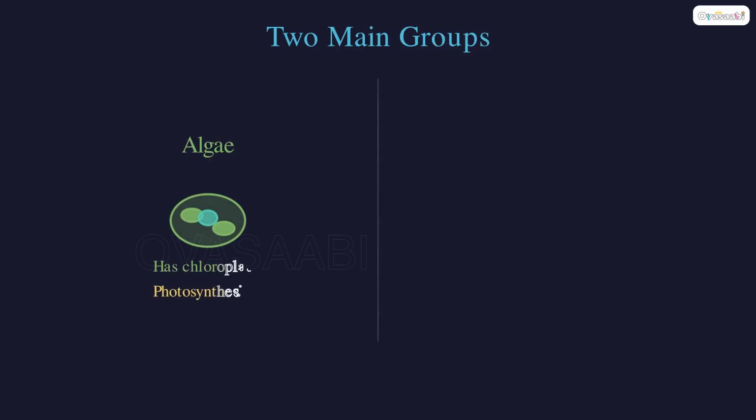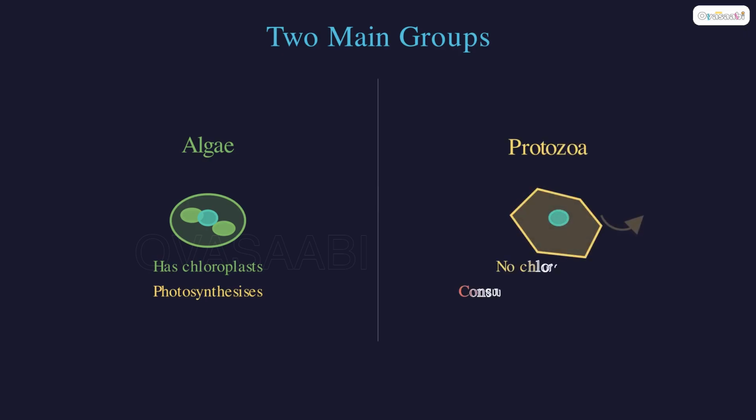Algae are plant-like. They contain chlorophyll and make their own food by photosynthesis. Protozoa are animal-like. They cannot make food and must consume other organisms to survive.